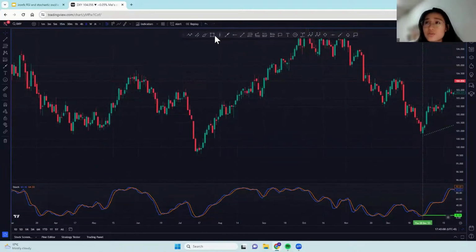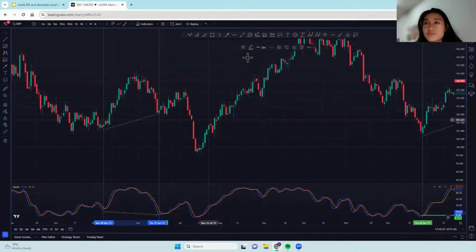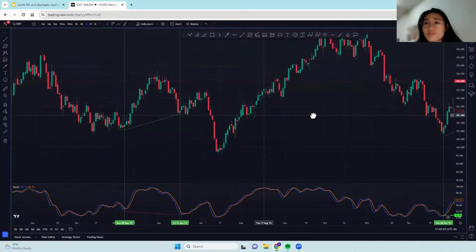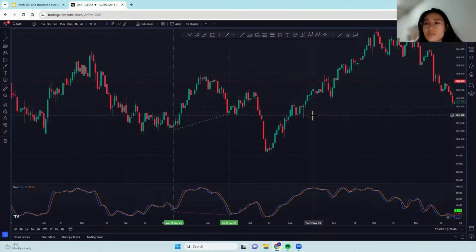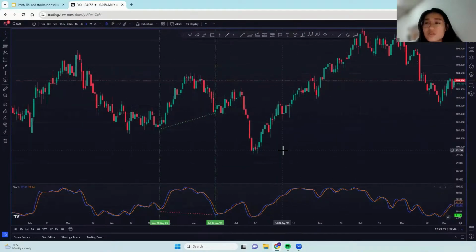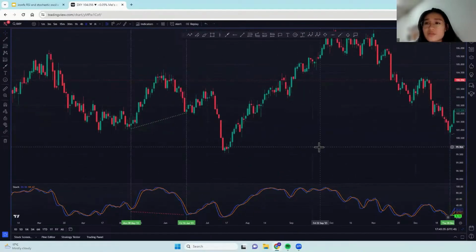Another example over here. Price making a higher low, sorry, and here price is making a lower low. So this is a bearish divergence.